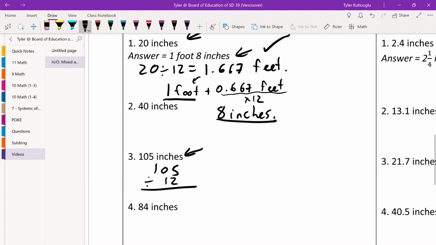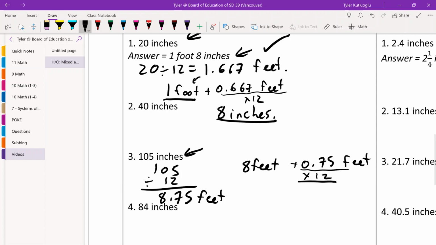So I do 105 divided by 12, which gave me 8.75 feet. That means we have 8 feet plus 0.75 feet. Now let's convert just that 0.75 to inches. To do that, we have to multiply by 12 using my chart. And that gives me 9 inches. So the answer is going to be 8 feet and 9 inches.